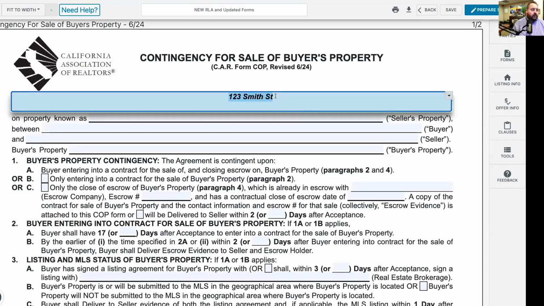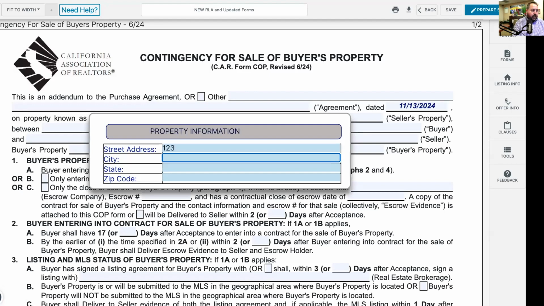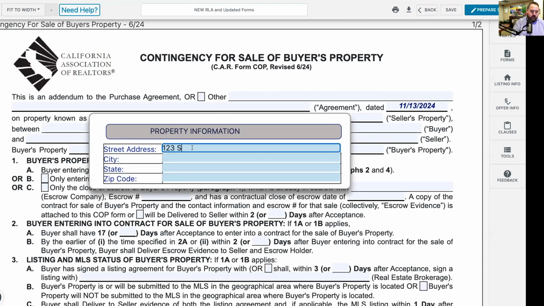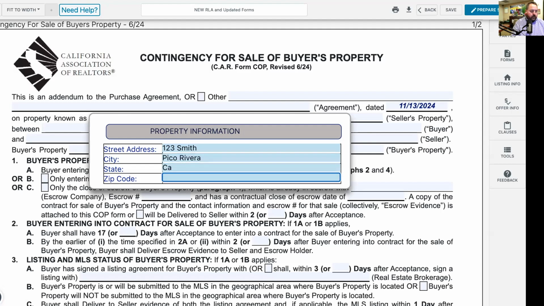Oops. Went to the wrong section there. That's that one. 123 Smith, and that's in Pico. We'll do it here. I'm not the best typist. So that's our property address here now.